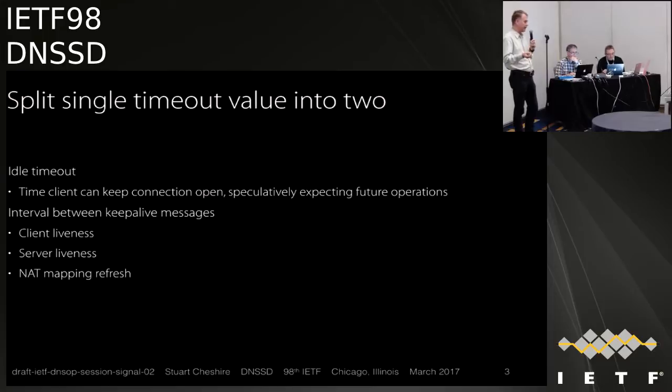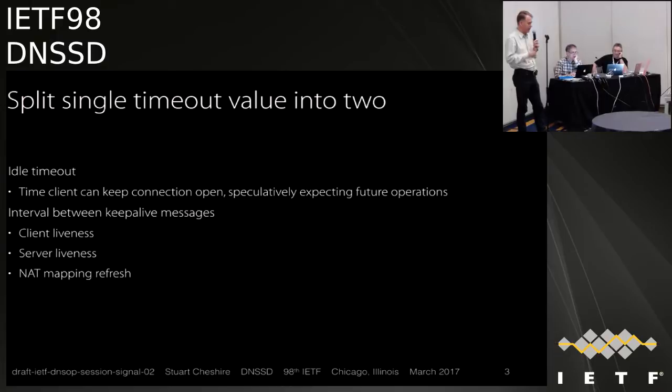If you tear the connection down and set it up again, it's more CPU and more traffic, but you don't have the RAM overhead of idle connections. So the idle timeout lets the server manage its RAM load by telling clients either close the connection when you're done with it, or yeah, you can keep it open for 5 minutes, no big deal, I've got plenty of RAM. And of course that can be tuned dynamically.